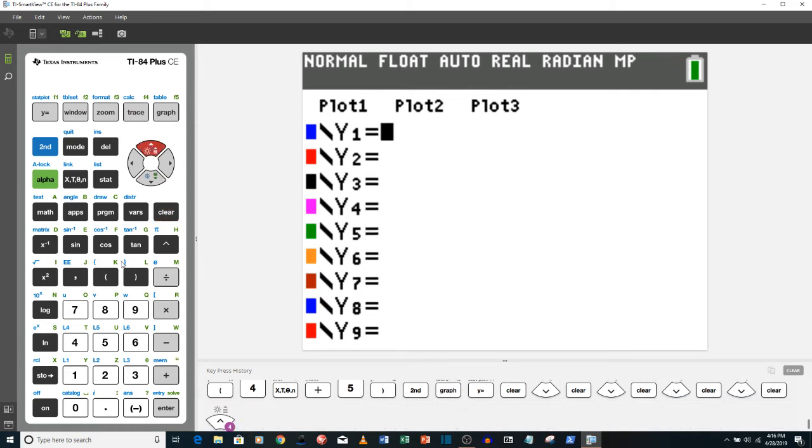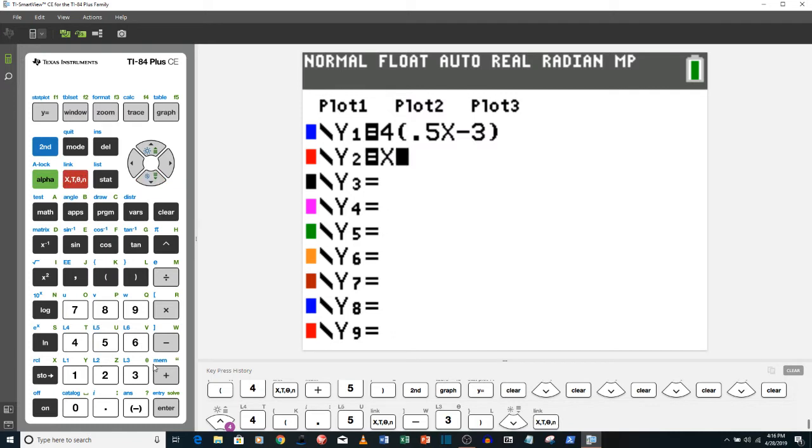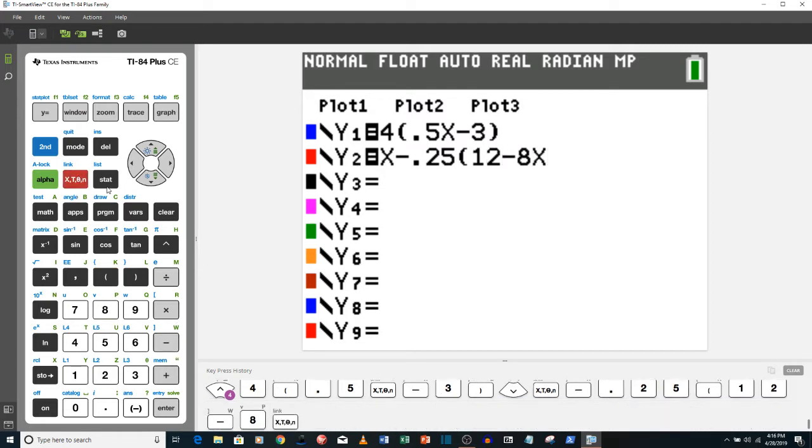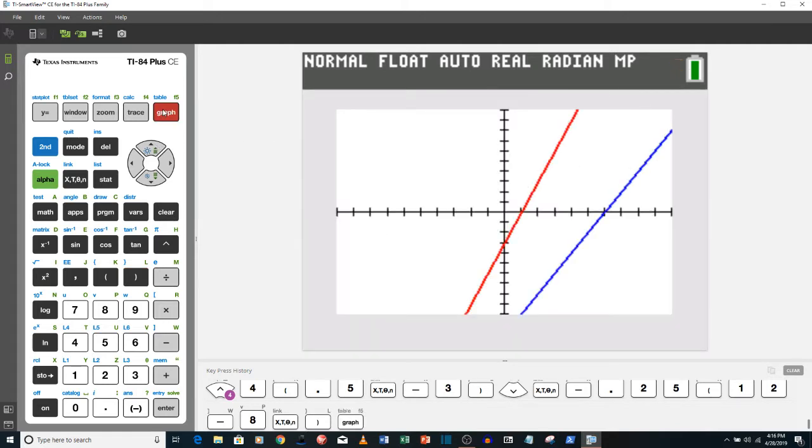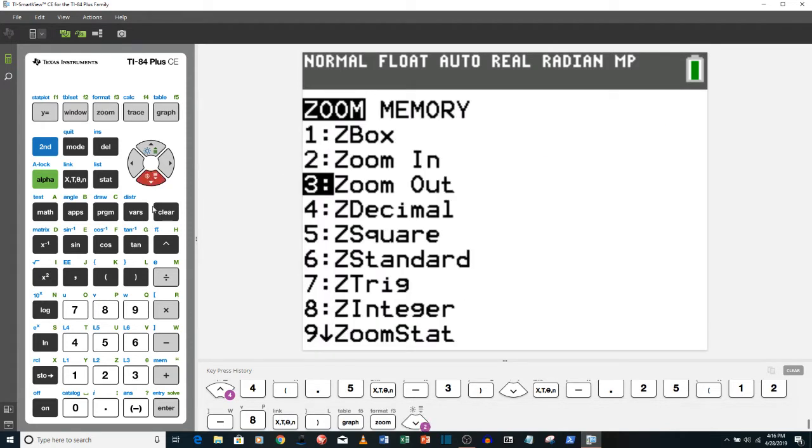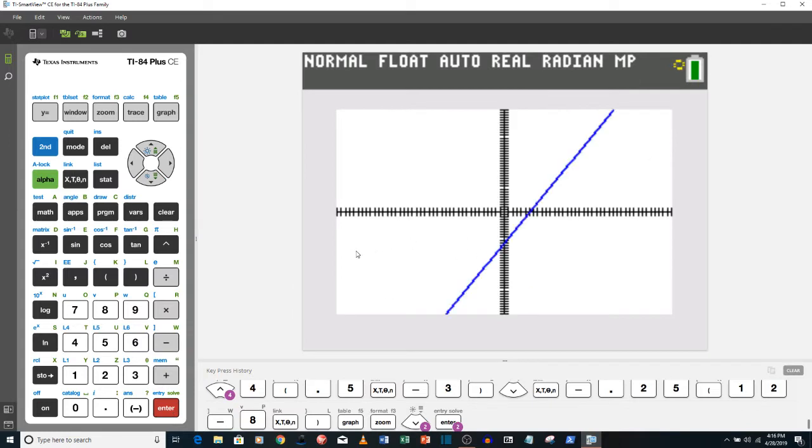Up to y1, put the left side, 4 open paren 0.5, change x for n, minus 3, close paren. And then in y2, we'll put x for n, x minus 0.25, open paren, 12 minus 8 times x for n. And now that you've got this, you need to graph this and see if you can see the crossing points. Well, we can't see them, so we need to zoom out. We've got to see where these lines cross. Once we see where they cross, we can play a little game.